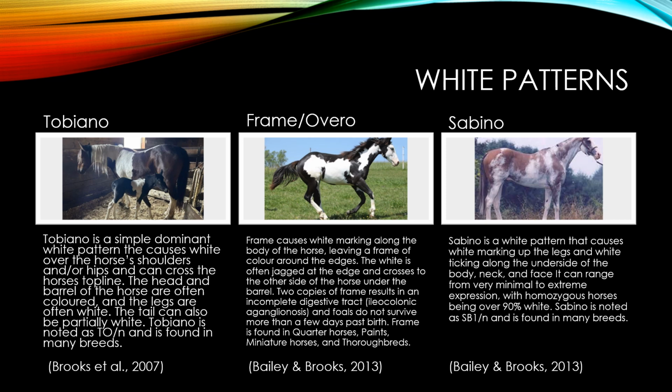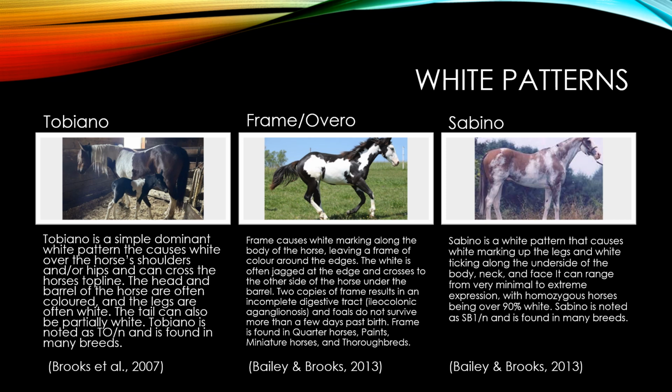The next one we have is frame, which causes white markings along the body of the horse, leaving a frame of colour around the edges. The white is often jagged at the edges and can cross over to the other side under the barrel. 2 copies of frame result in incomplete digestive tract, and the foals don't usually survive more than a couple of days post-birth. Frame is found in quarter horses, paints, miniature horses, and thoroughbreds.